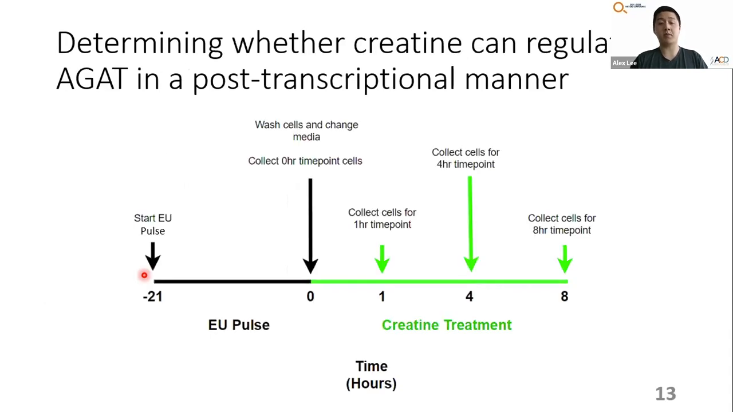To do that, we pulse our cells with EU for 21 hours, wash the cells and change media. We'll either give them normal media or creatine-containing media, and then let the cells sit in that media for specific time points. At each time point, we collect the cells, extract RNA, and do all the downstream steps. And so here's the data for that.